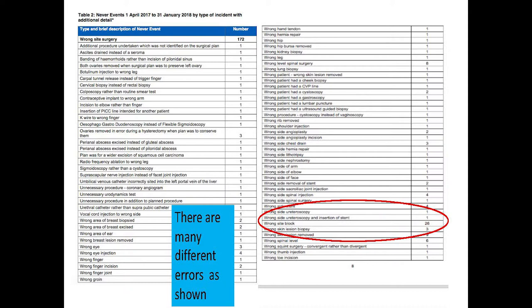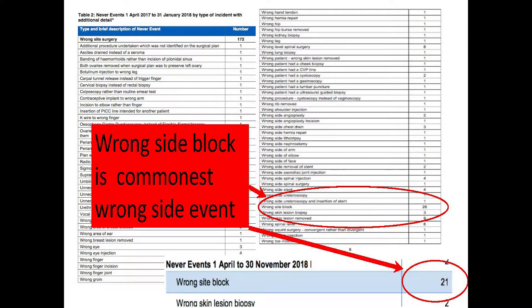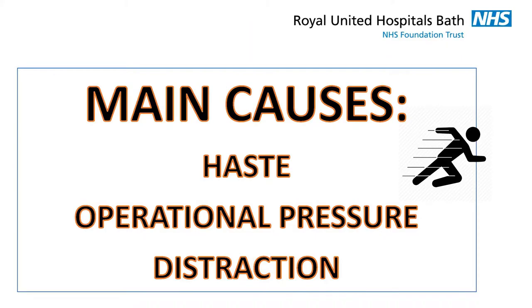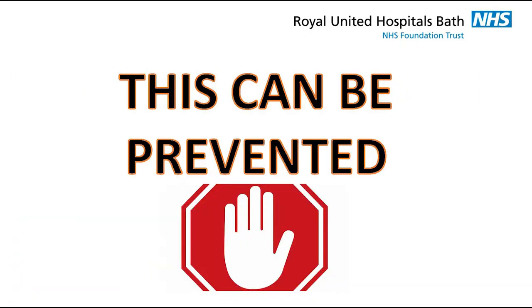There are many things that can go wrong, as is shown here, and as you can see, wrong side local anaesthetic block is the commonest wrong side site surgery. The main causes are haste, operational pressures, and being distracted. However, this can be prevented.